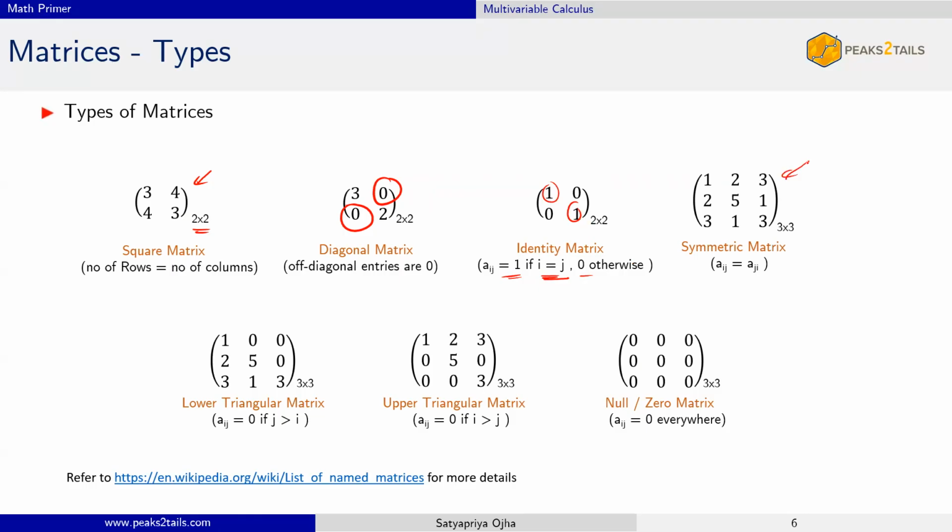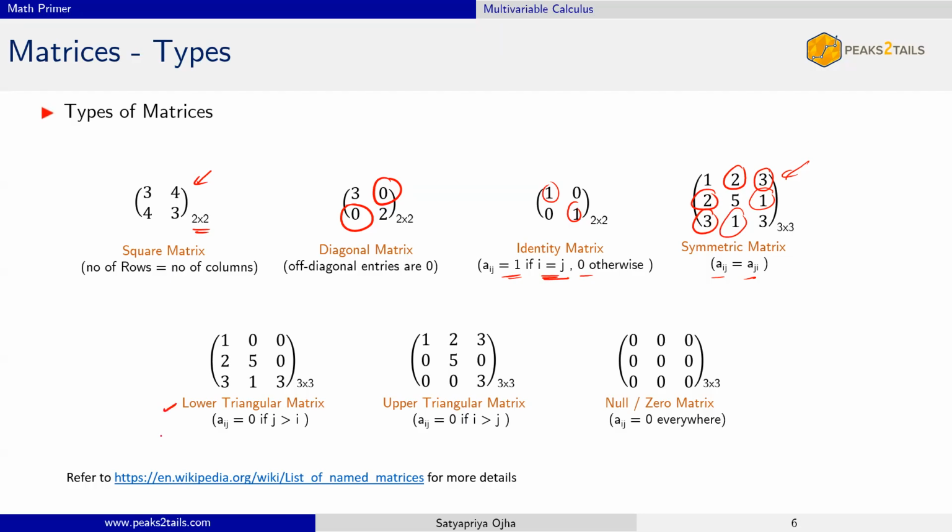Symmetric matrix. Symmetric matrices are very common in finance. We have something called a covariance matrix or correlation matrix. Both are symmetric matrices. Now, what is a symmetric matrix? Aij must be equal to Aji, which means the ith row jth column entry must be the same as the jth row ith column entry. First row second column must match second row first column. First row third column must match third row first column. And second row third column must match third row second column.